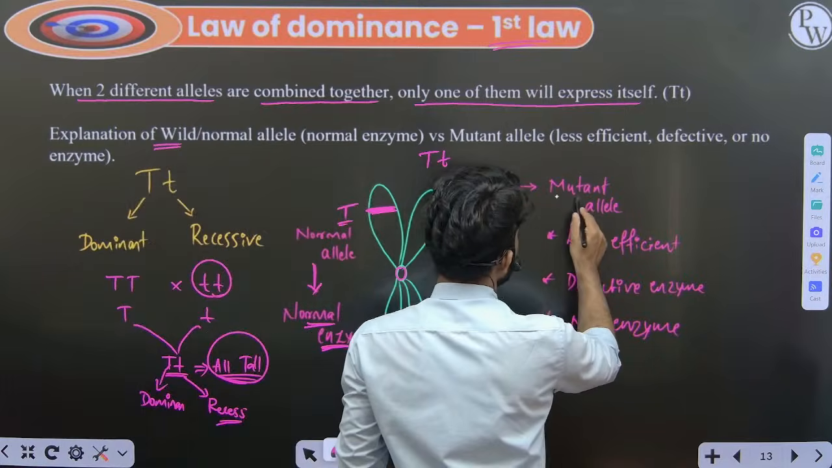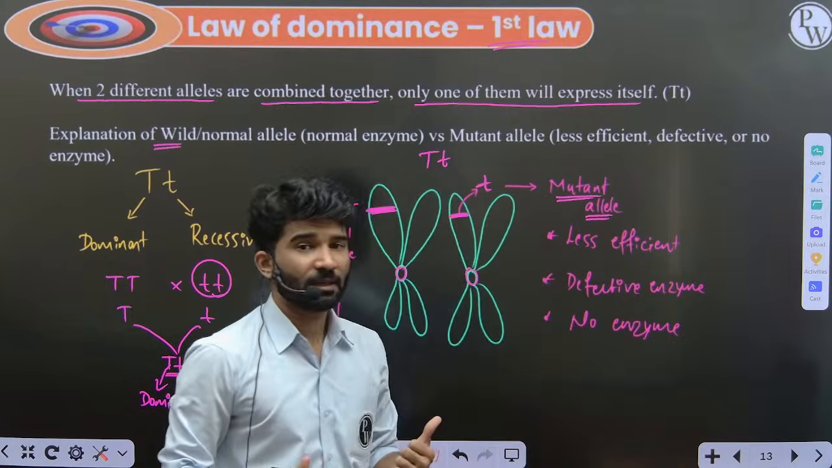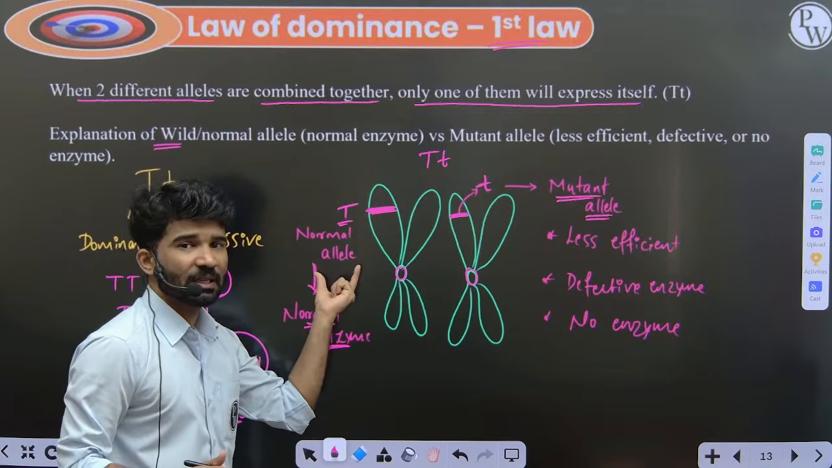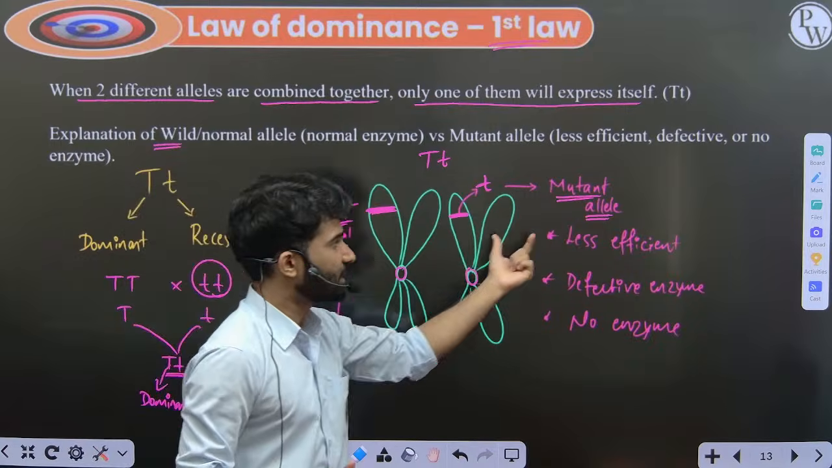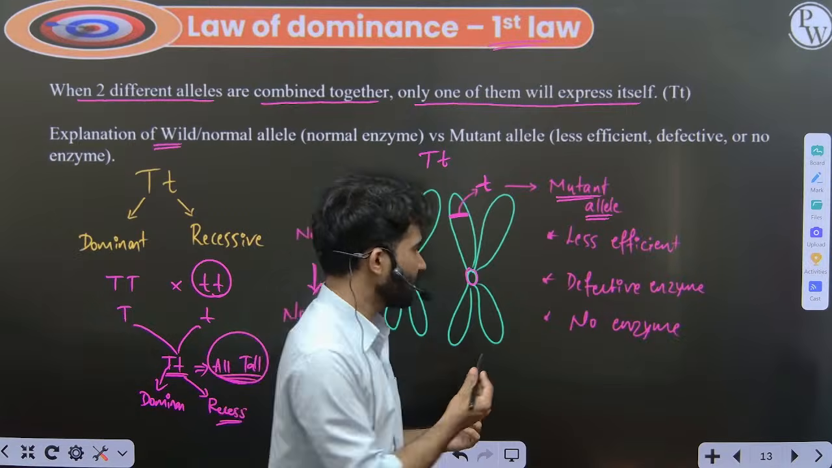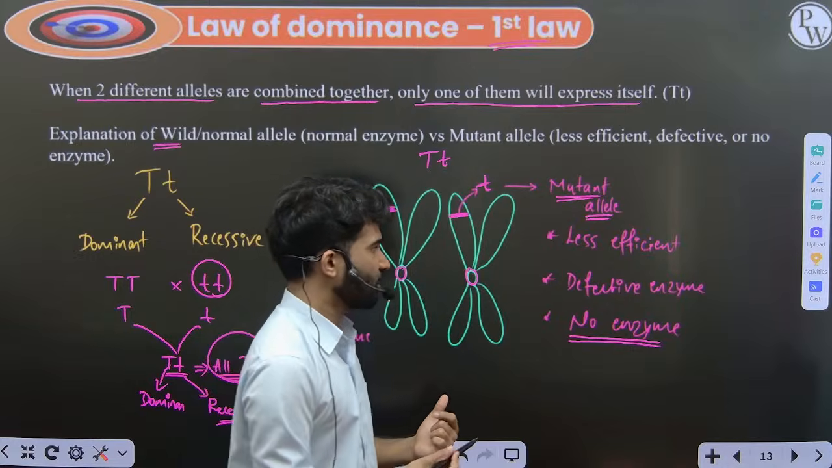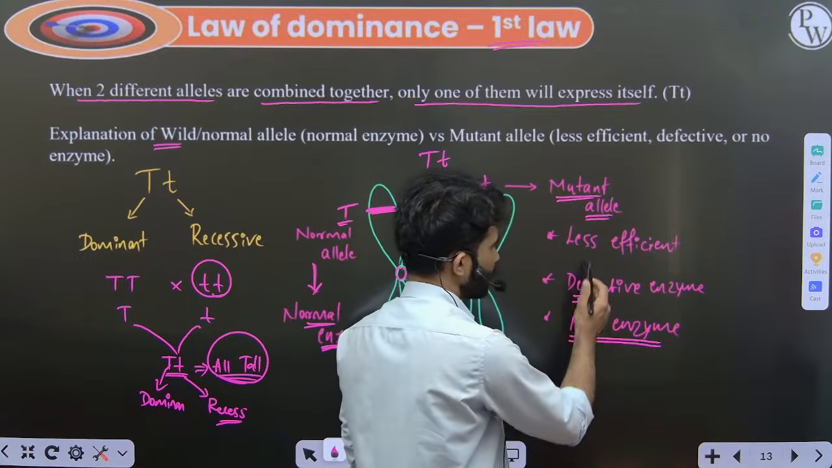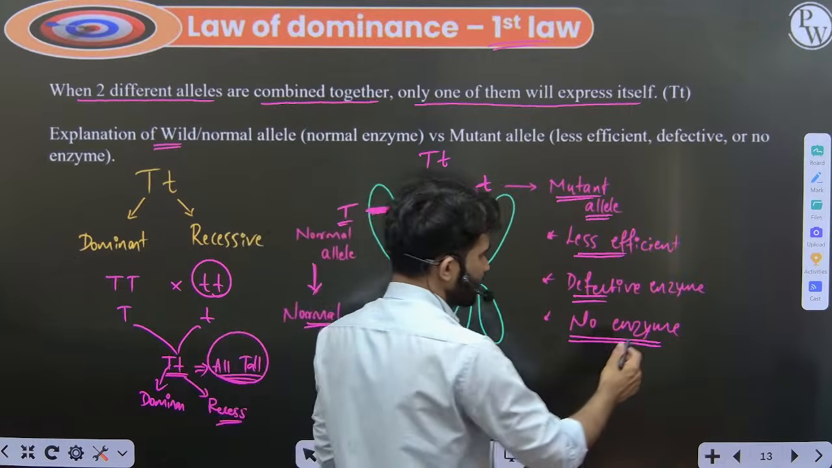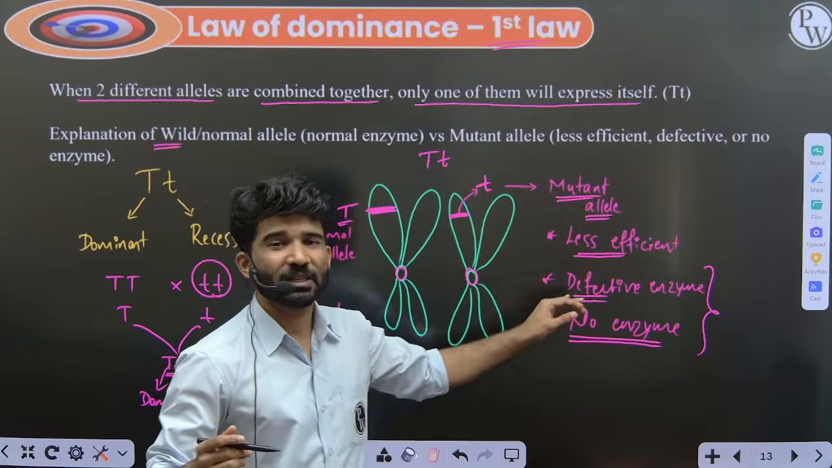Take the mutant allele. This mutant allele is less efficient. Less efficient, it expresses partially, or either it will not produce any protein, or it may have a defective expression, or it will be less efficient. So these cases are very rare where the plants or the organism get genetic diseases.